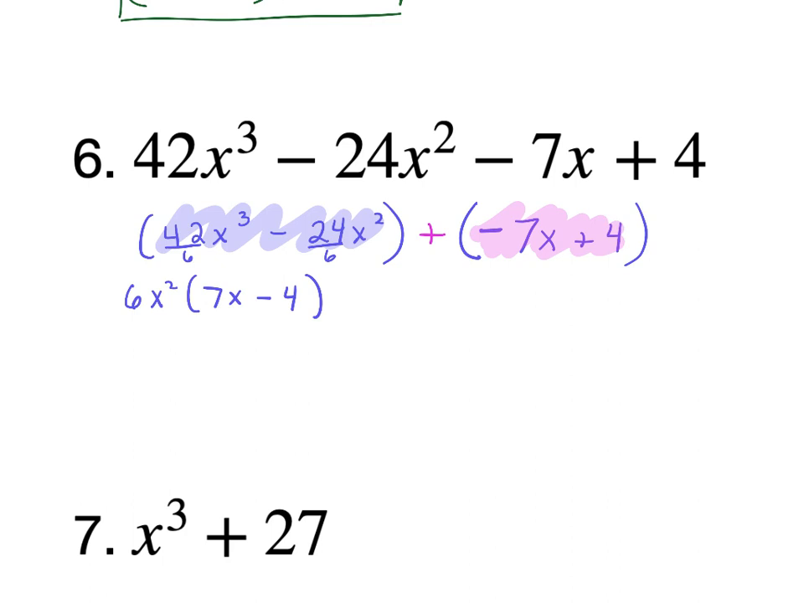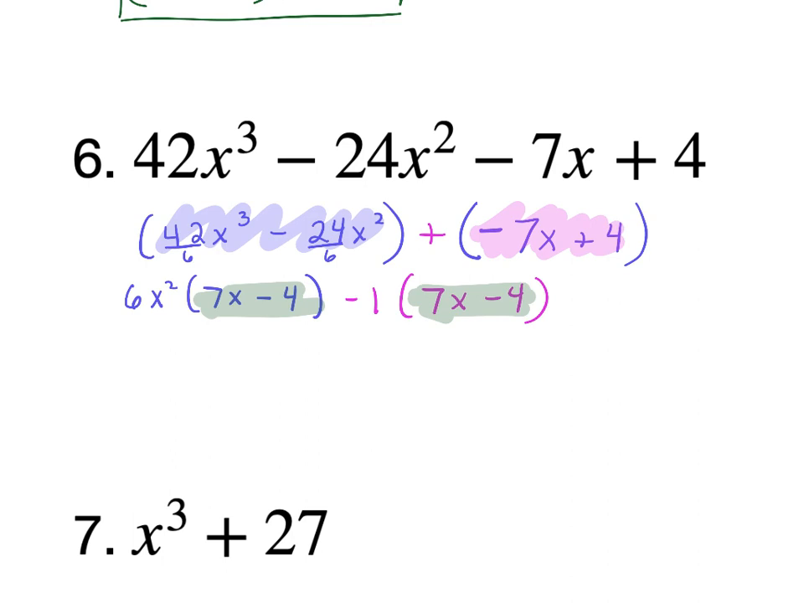Okay, 7 and 4 are not divisible by any one thing, but I can factor out a negative 1, leaving me a positive 7x and a minus 4. So that flipped everybody's sign. This is still negative 7x and plus 4 if I were to redistribute it. But by factoring out the -1, look at how I have these common factors.